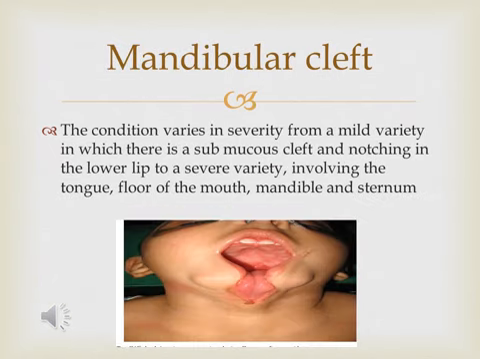Mandibular cleft. This condition varies in severity from a mild variety, in which there is a submucous cleft and notching in the lower lip, to a severe variety involving the tongue, floor of the mouth, mandible and sternum. It goes below and it is the most severe one. The most severe cleft, the mandibular cleft.